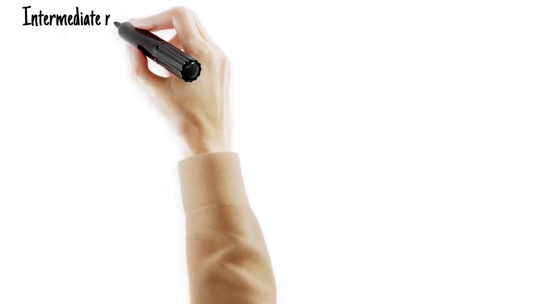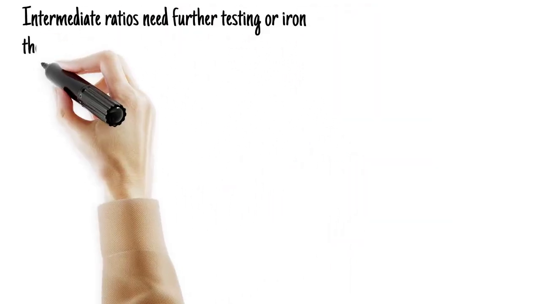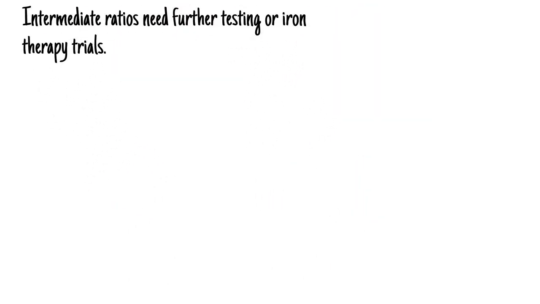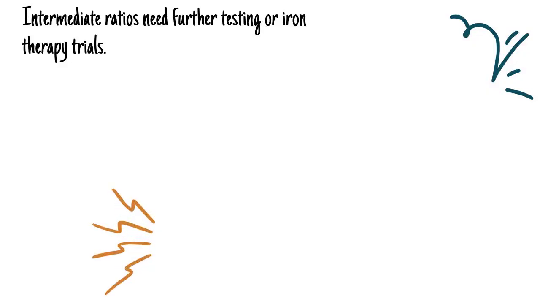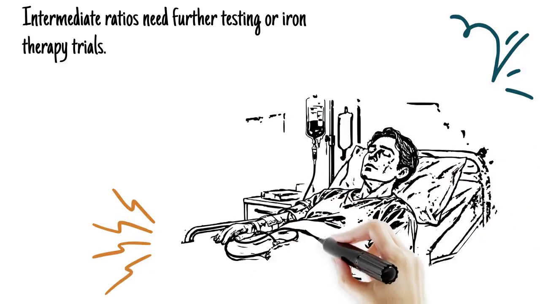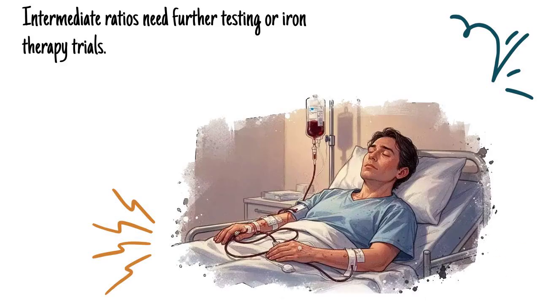The intermediate zone between 1 and 2 is genuinely ambiguous and may warrant additional testing or an empiric iron trial. This ratio is especially valuable in patients with chronic kidney disease, inflammatory bowel disease, rheumatoid arthritis, and cancer, where ferritin alone routinely fails as a diagnostic test.